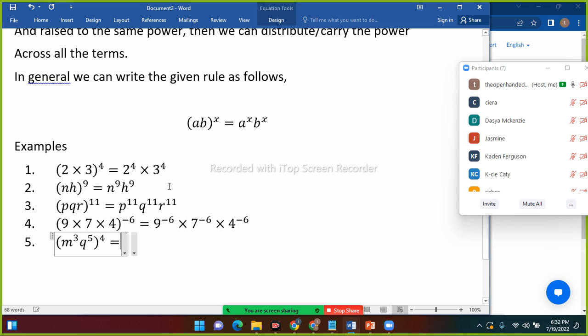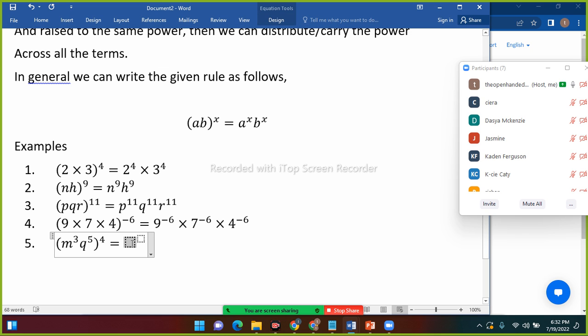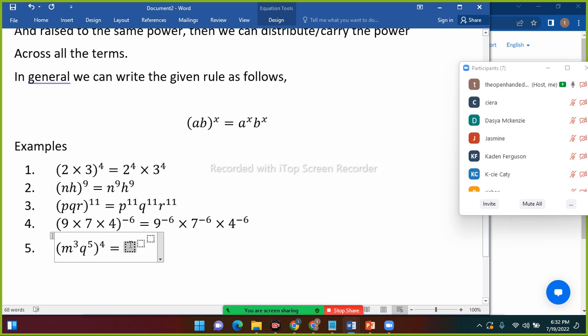So we need another power. Essentially what we have is m to the third power all raised to the fourth power, and then we have the same thing for q, Q to the fifth power all raised to the fourth power.